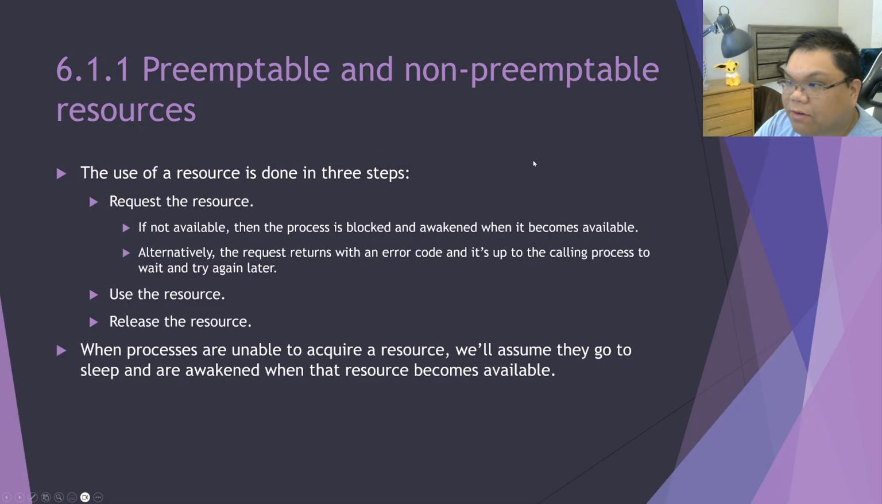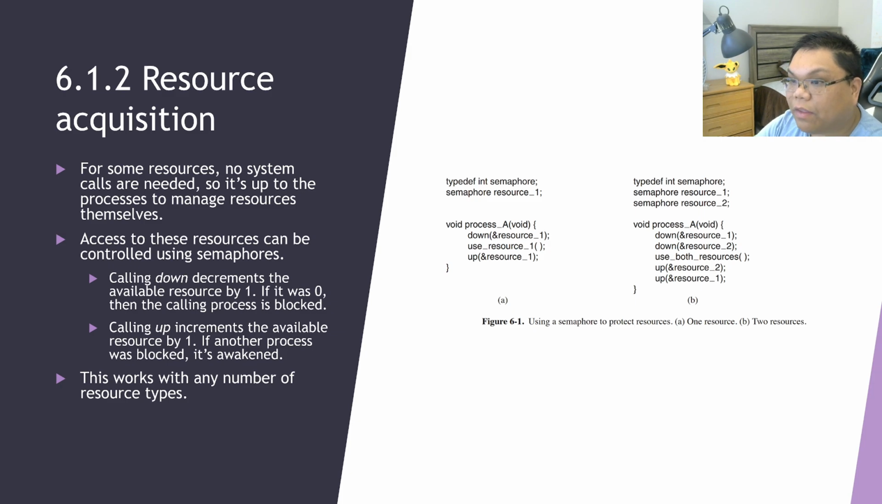The use of a resource is done in 3 steps. Number 1, request a resource. If a resource is not available, then the process is blocked and awakened when it becomes available. Alternatively, that request returns with an error code, and it's up to the calling process to wait and try again later. Number 2, once it's acquired, use the resource. And once it's done being used, number 3, release that resource. When processes are unable to acquire a resource, we're just going to assume they're asleep, and they are awakened when that resource becomes available.